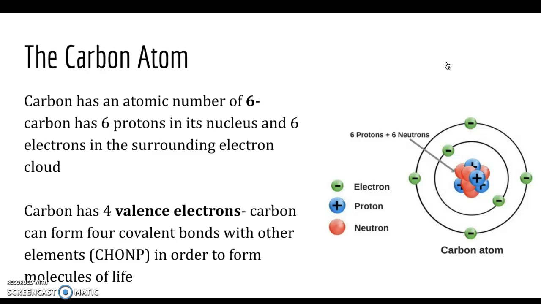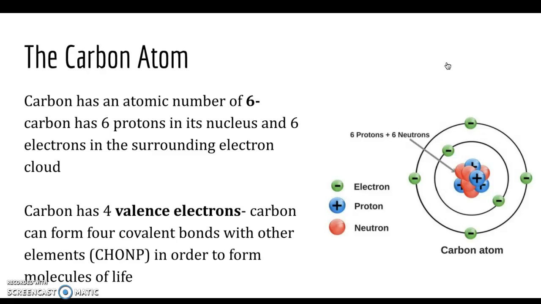So before we can even talk about biomolecules, let's review the carbon atom. Most biomolecules are made up of carbon atoms bonded to other atoms, but carbon makes up the majority of these biomolecules. So carbon has an atomic number of 6, which means carbon has 6 protons in the nucleus, as well as 6 electrons surrounding the nucleus in what's called the electron cloud.